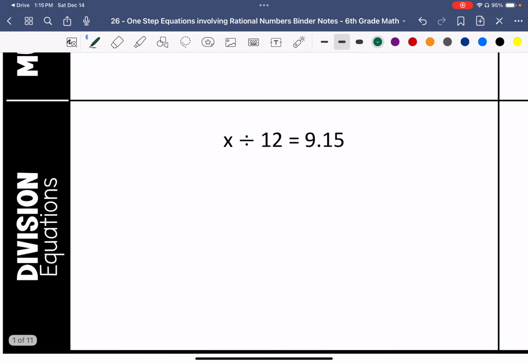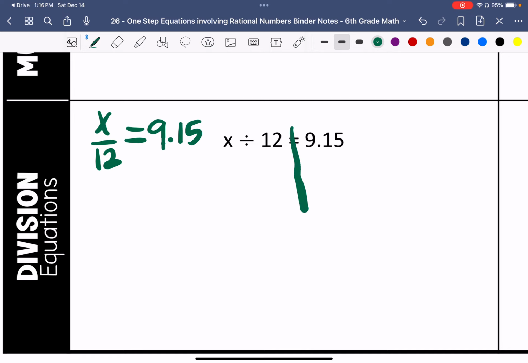So this says x divided by 12, which also can look like this. Okay, so the inverse operation of divide is multiply. So I'm going to multiply the left side of the equation by 12, and then I'm going to multiply the right side by 12. When we multiply decimals, we don't have to line them up. All we have to do is just line up numbers and count decimal places. So there were 2 decimal places on 9.15. There's no decimal places with the 12. So my answer has to have 2 decimal places.